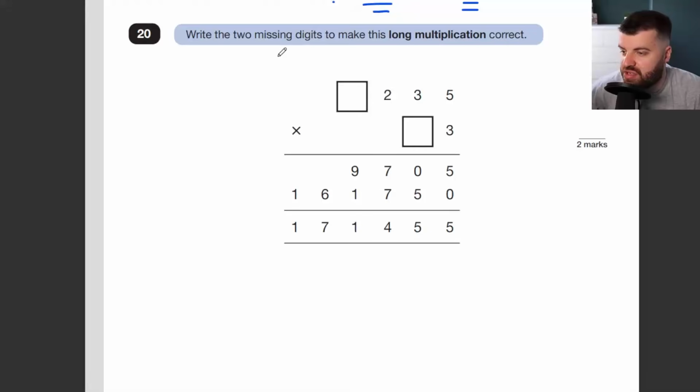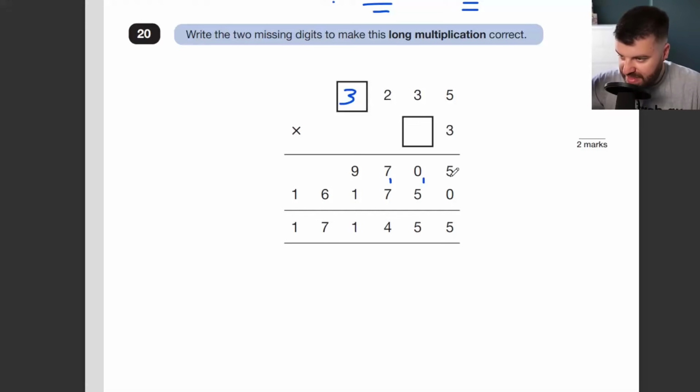Question 20, write the 2 missing digits to make this long multiplication correct. Whew. Okay, so here, 3 times 5, we know that's going to be 15. So I'm going to put a 1 in here. 3 times 3 is 9, which would make 10. So I'm going to put that exchange over. In these questions, you often have to write down the exchanging. That's what's missing. 3 times 2 is 6, plus the 1 is 7. So now we've just got the simple question. 3 times something would give us 9. That's obviously 3. Now let's go to the next line. 0 is just a placeholder.